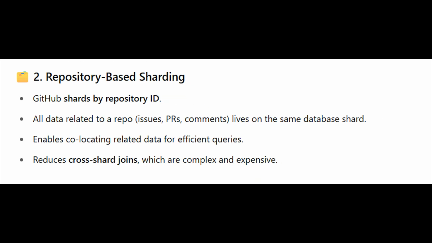2. Repository-based sharding. GitHub shards by repository ID. All data related to a repo, issues, PRs, comments, lives on the same database shard. This enables co-locating related data for efficient queries and reduces cross-shard joins, which are complex and expensive.